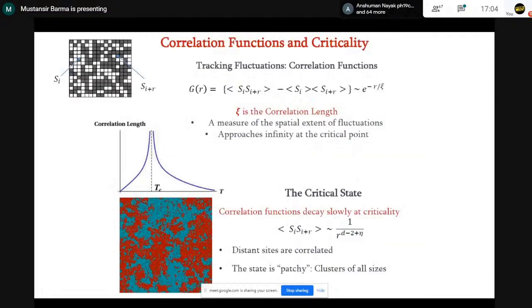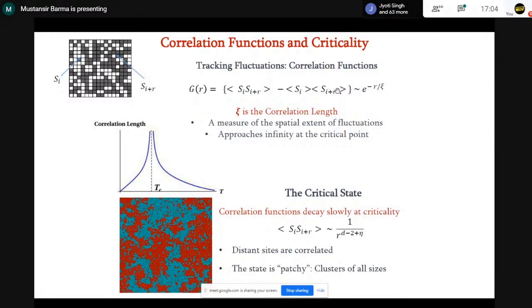Now, it turns out that if you look at the critical point, what you find is that it is dominated by fluctuations. And what do I mean by that? I mean the following. Let's imagine we have this system of ours, of spins here. Here's spin Si, and here is a spin at some other location, I plus R. I can look at the correlation between the spins at I and I plus R.